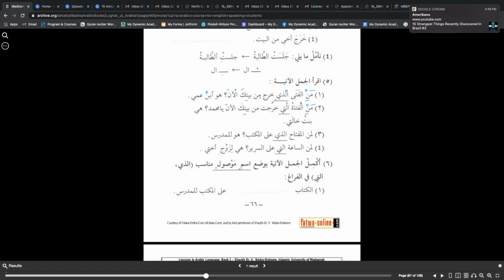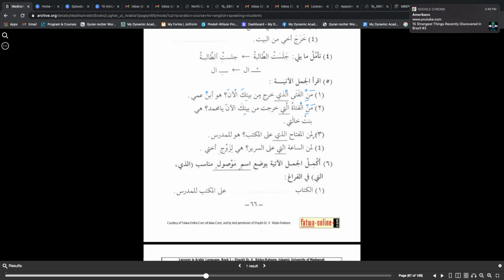من الفتاة التي خرجت من بيتك الآن يا محمد؟ هي بنت خالتي. She is the daughter of, so this is idafa. So notice there's only one dhamma on bint because it's mudaf, and khalati is mudaf ilayh. Bintu khalati. She is the daughter of my maternal aunt, which makes her my female cousin.